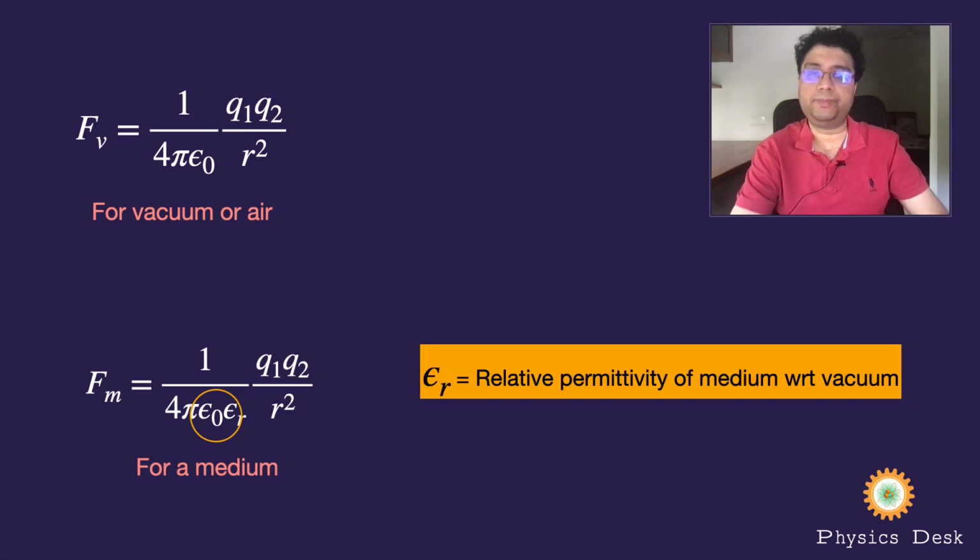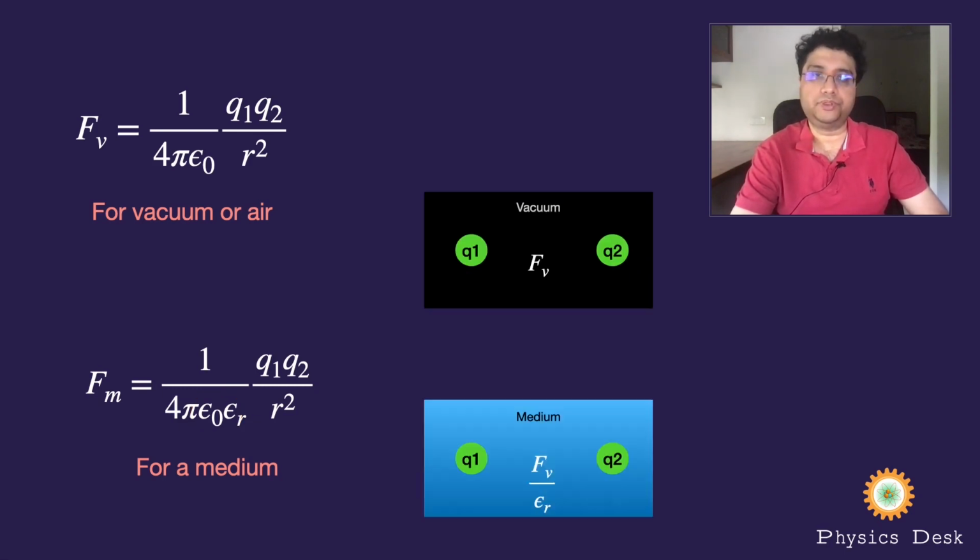Whereas in case of a medium, the epsilon m of a medium can be represented as the product epsilon naught into epsilon r. Epsilon r is the relative permittivity of the medium with respect to that of vacuum. That means if the charges are brought from vacuum and placed in a medium as shown in the figure, the force between the two point charges or charged objects drops by a factor of epsilon r.